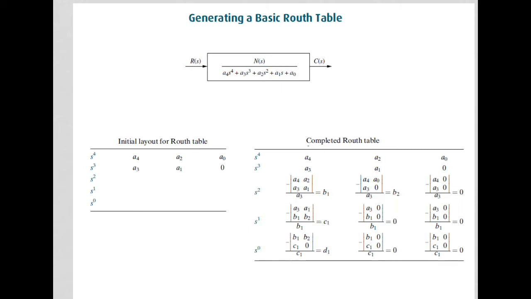Let us suppose that it is B1. Now the second one is A4, A3, then A0, 0, divided by A3. Let us suppose that it is B2. Then we have A4, A3, and since no entry is there, 0, 0, divided by A3. Similar is the case with the other rows also.